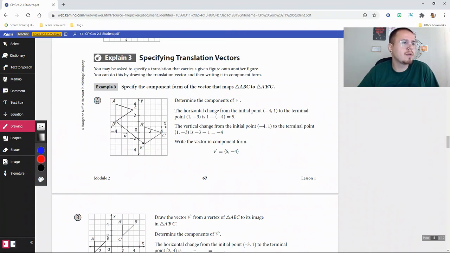So we went B to B prime: 1, 2, 3, I gotta make sure I can count, 4 and 5. So 5 units to the right. That's there. And 1, 2, 3, 4 units down. So write the vector in component form. Try to make sure you guys remember what component form is.